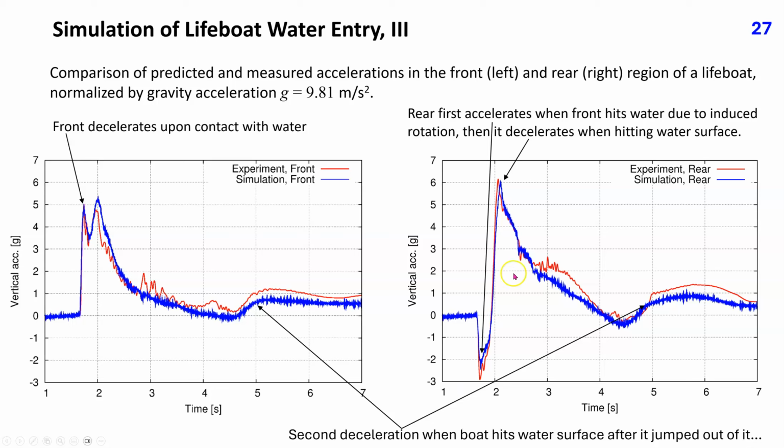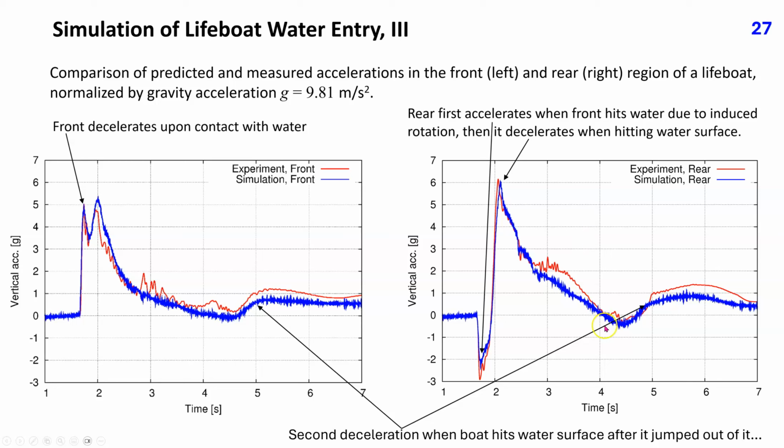Once the stern hits water, the rear part of the boat decelerates by 6g. Considering that it has shortly before accelerated by 3g, the total deceleration is 9g, which is already at the limit of what humans, like trained fighter pilots, can survive if it does not last long.